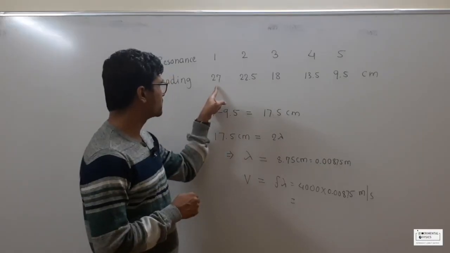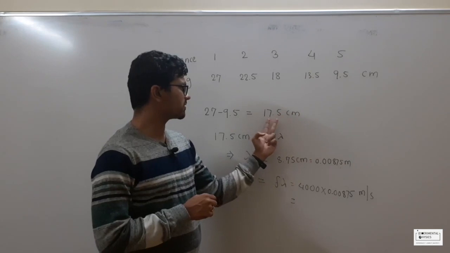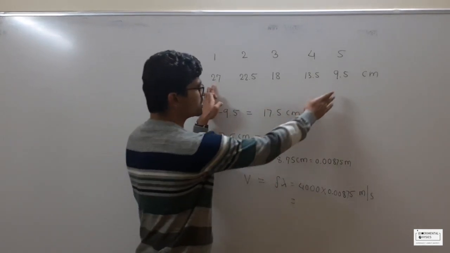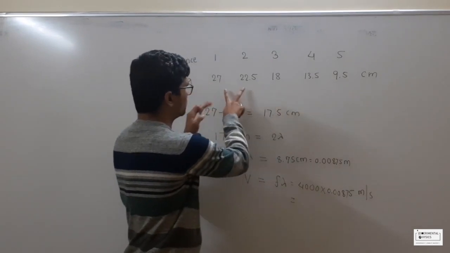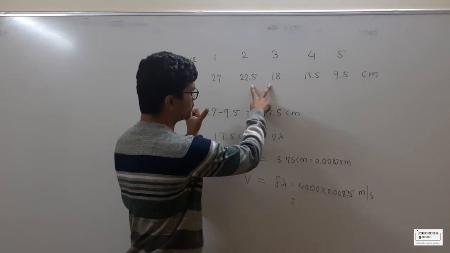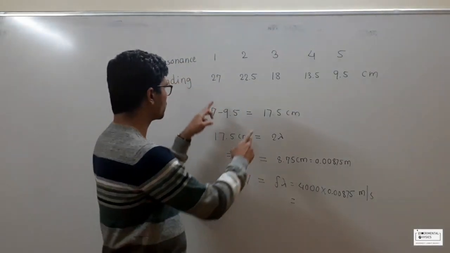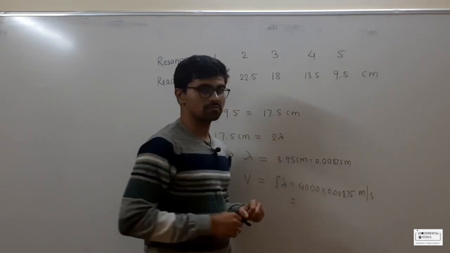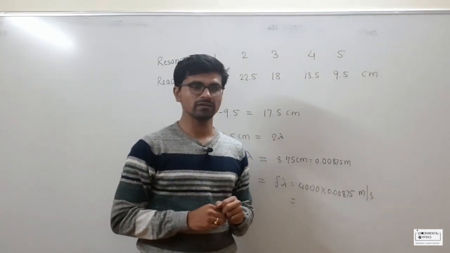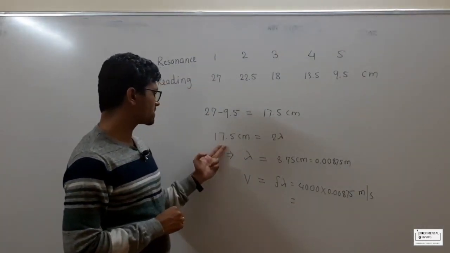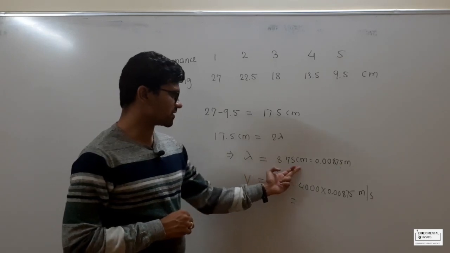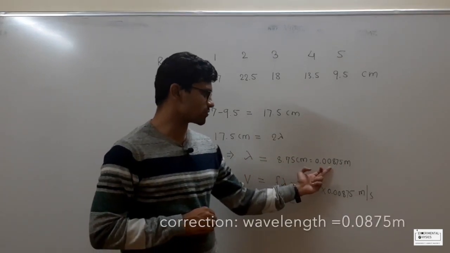If I subtract this length from this length, I get 17.5 centimeter. From this point to this point, every separation is lambda by 2. This is lambda by 2, this is lambda by 2, and so on. The total separation from here to here must be 2 lambda, 4 times lambda by 2, right? So if we write it down, we get 17.5 as 2 lambda. From that we get lambda equal to 8.75 centimeter, which in meters is 0.0875.